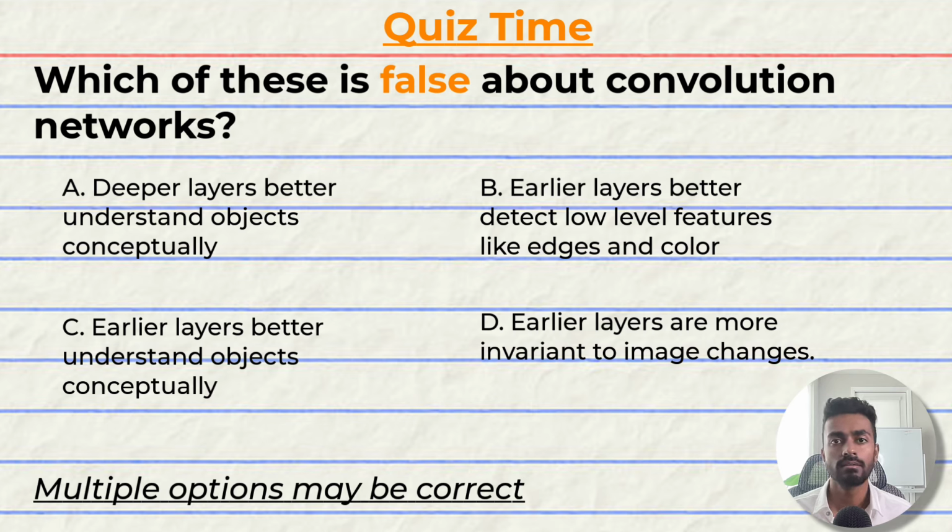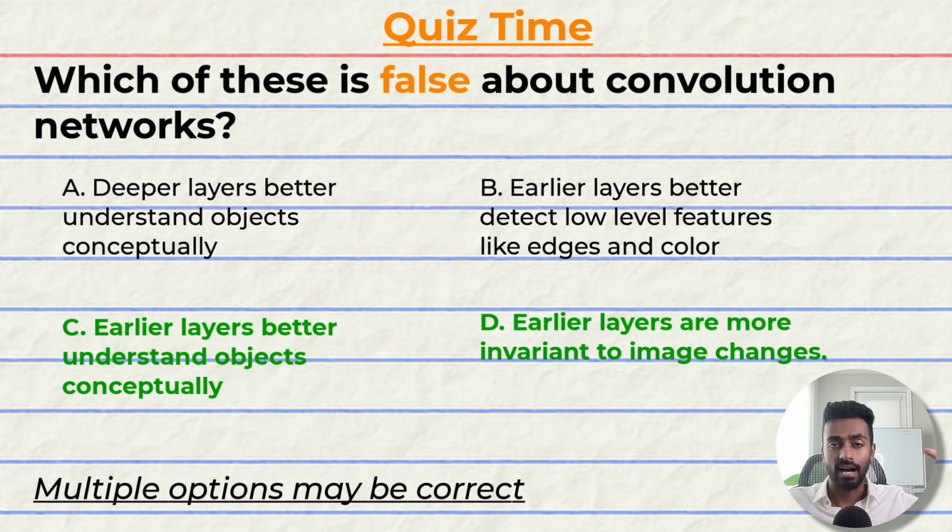The correct options are C and D. Did you get them right? Leave your reasoning down in the comments below and let's have a discussion.